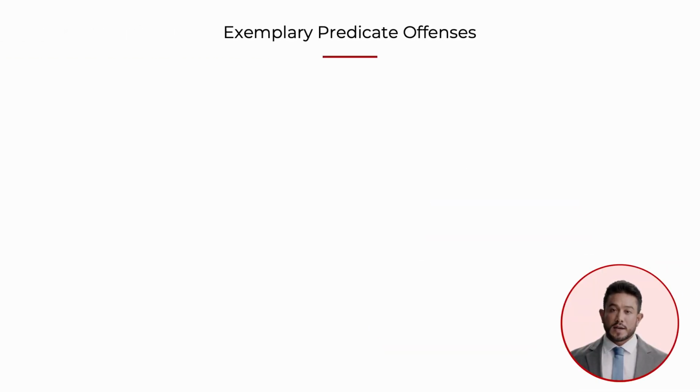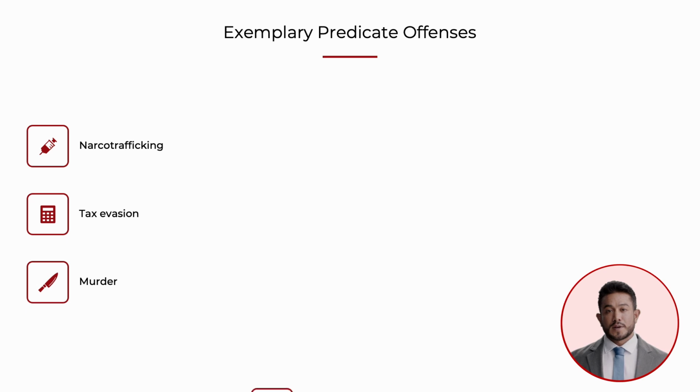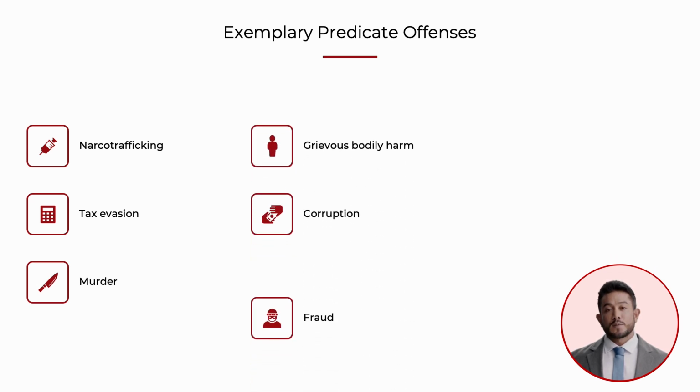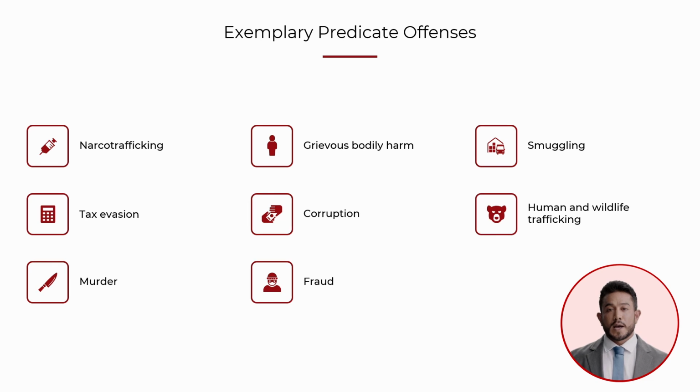For the first element, it is therefore necessary to conduct a crime first and make money from it. These crimes that build the basis for money laundering are called predicate offenses. Predicate offenses vary in each country and are usually codified in a country's criminal code. Exemplary predicate offenses may include narco-trafficking, tax evasion, murder, grievous bodily harm, corruption, fraud, smuggling, human trafficking, illegal wildlife trafficking, and forgery. If one conducts such a predicate offense, makes money from it, and tries to hide the illegal origin of the funds, this makes for money laundering.